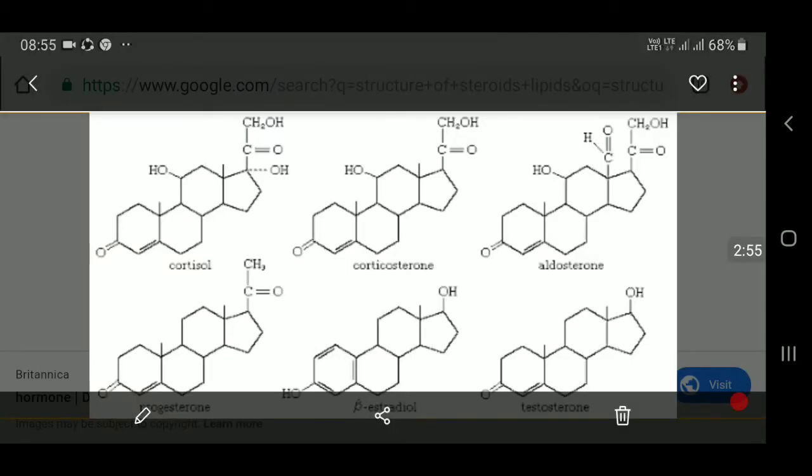Here you can see the structure of different hormones like cortisol, cortisone, aldosterone, which are the derivatives of sterane. You don't have to remember these structures for our examination, because it is not included, only the outline is required.